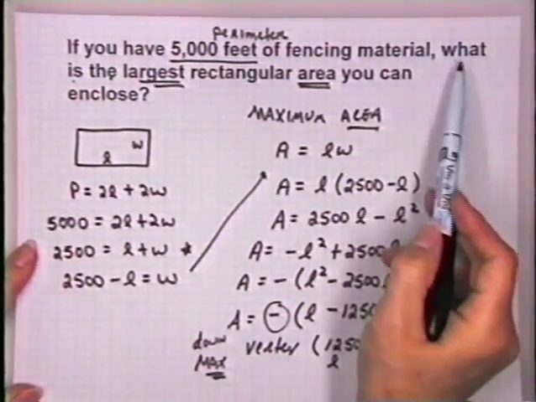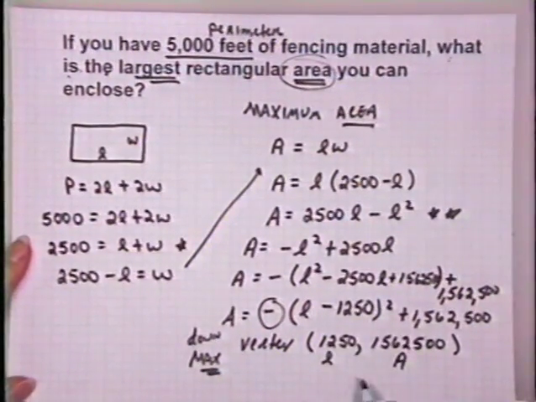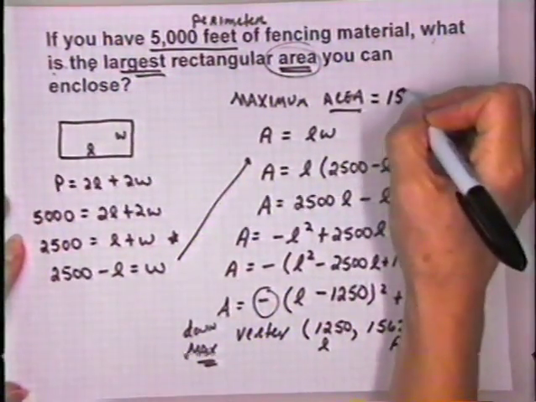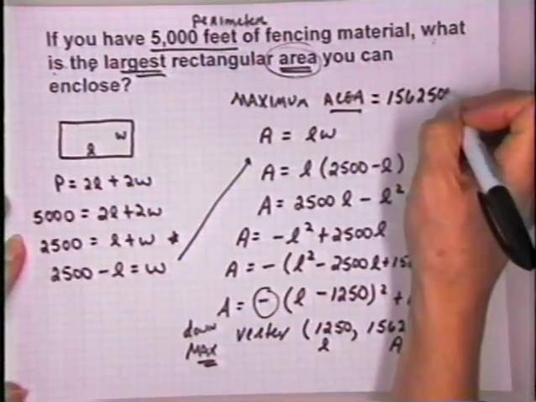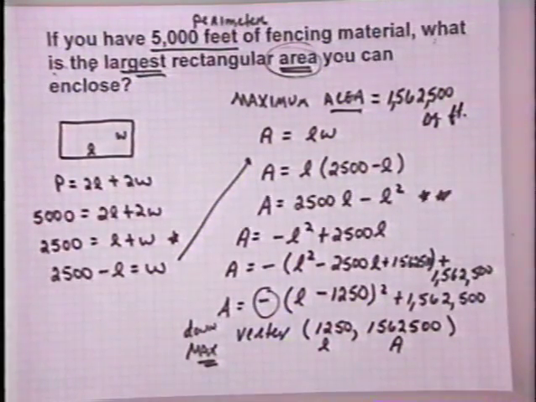What was the question? What is the largest area? Well, if this is your maximum point, which one of these represents area? It's this second number. So the maximum area is 1,562,500 square feet. That's the largest area that I can enclose with this amount of fencing. Now you may find some of these word problems are more challenging in terms of coming up with those equations you need to work with than it is to actually solve the equation once you have it.